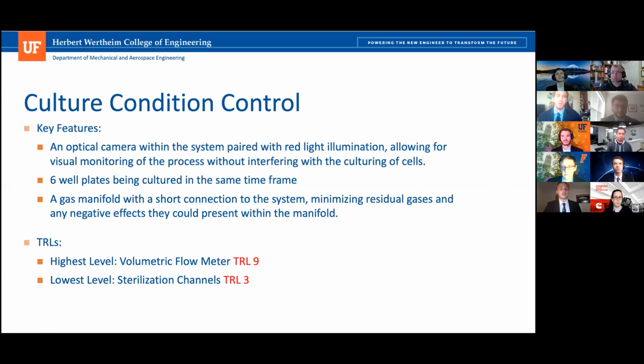And then our lowest level would be those sterilization channels that he mentioned in liquid handling as well, because they also have to do with culture condition control. That is specific to our system and unique to our system. And we have conceptually and analytically gone over them and proven them on paper, but they have not been tested in any relevant environment. So that would receive a technology readiness level of 3. So with that, I will hand it over to the frame subsystem.